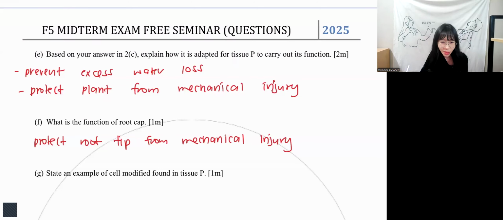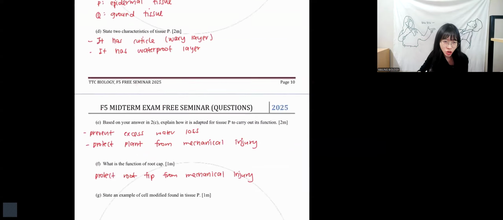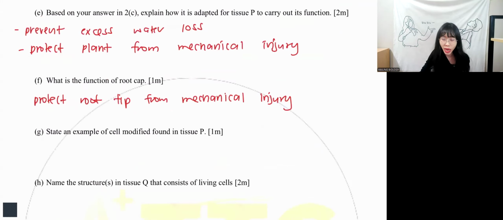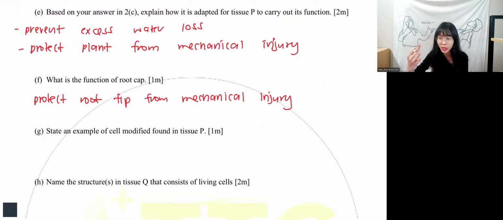State an example of cell modified found in tissue P. Tissue P is what again? Epidermal tissue. Epidermal tissue, we have 3 examples we learned, right? Number 1, we have root hair cell, correct? What else besides root hair cell? We have cuticle, and we have one more called gut cell. Just now I write it in the notes, right? 3 epidermal, root hair cell, cuticle, and the gut cell.